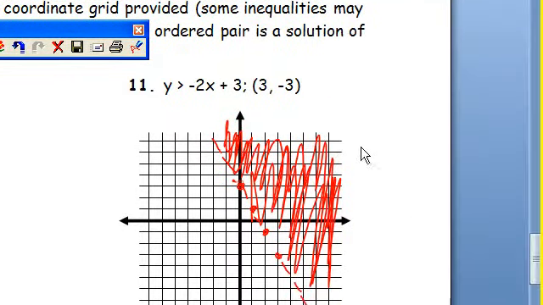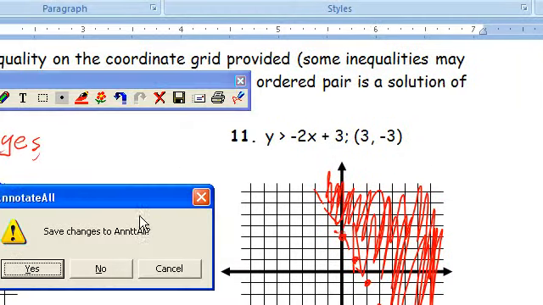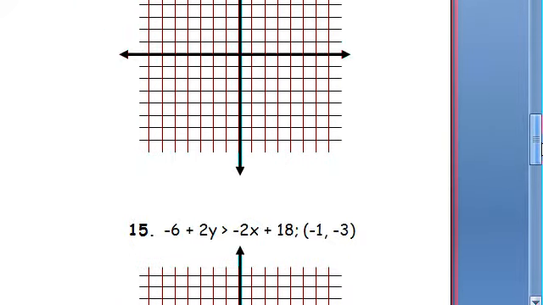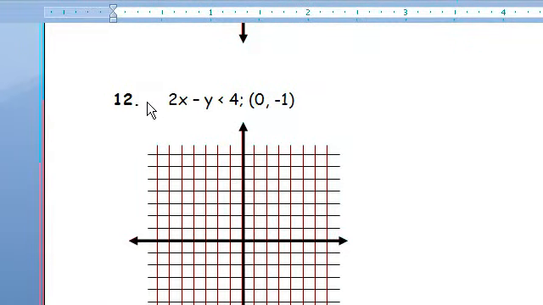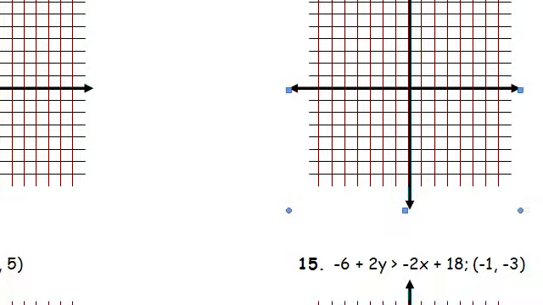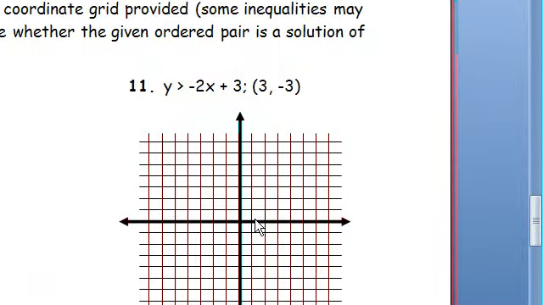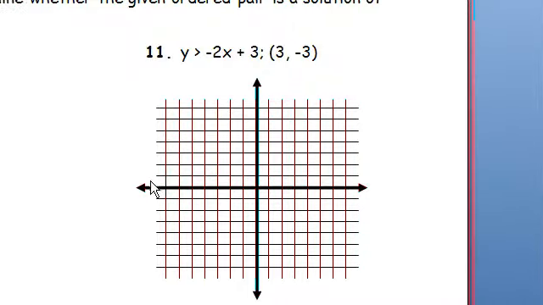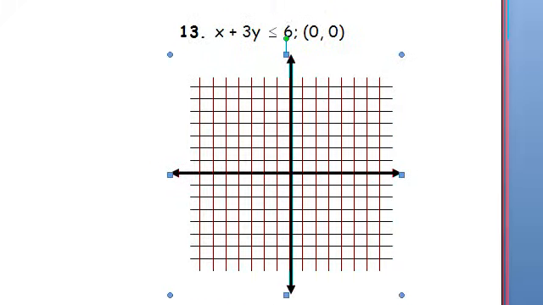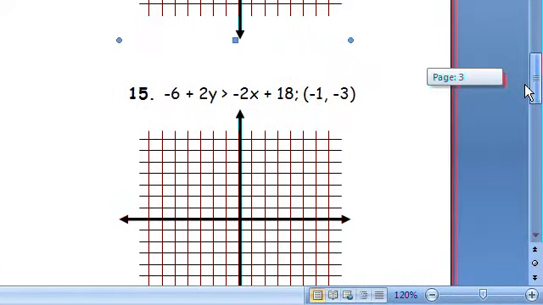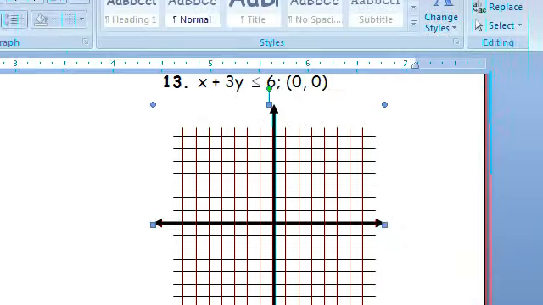Okay. Let's take a look at 12 and 13. We're almost done here, right? Yeah. 12 and 13. Uh-oh, y is not isolated. Oh wait, hold on. We didn't test to see whether or not that point was true or not. Well, I'll leave that for you to test. Okay, let's take a look at 12 and 13 here.